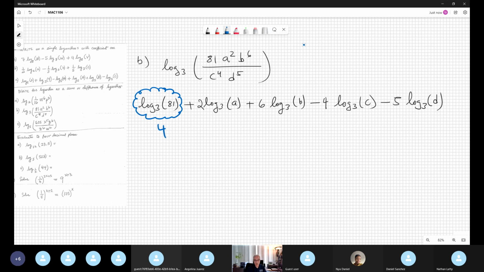So remember the question in the logarithm. What exponent is necessary to raise the base in order to get 81? 81 is 3 to the 4th power. It's obvious that x is 4, but positive 4, not negative. So my beautiful, nice, final answer would be 4 plus 2 logarithm base 3 of a plus 6 times logarithm base 3 of b minus 4 logarithm base 3 of c minus 5 logarithm base 3 of d.